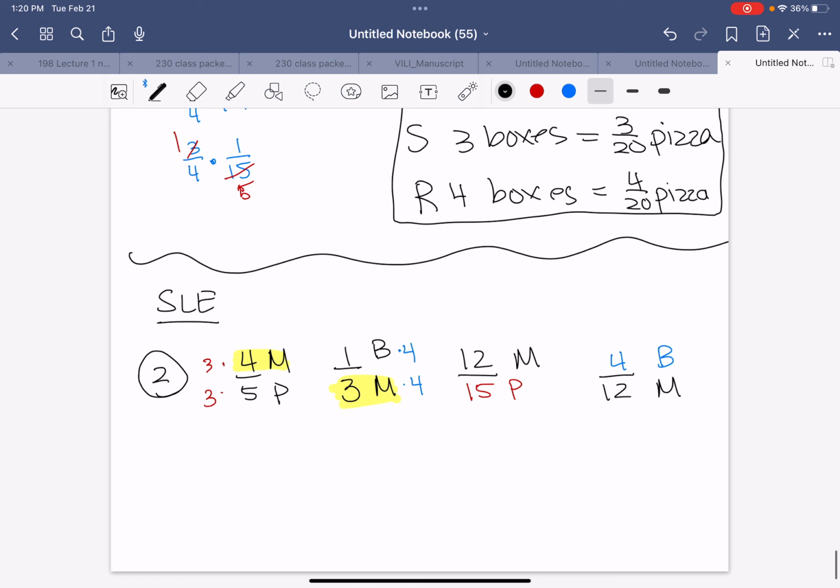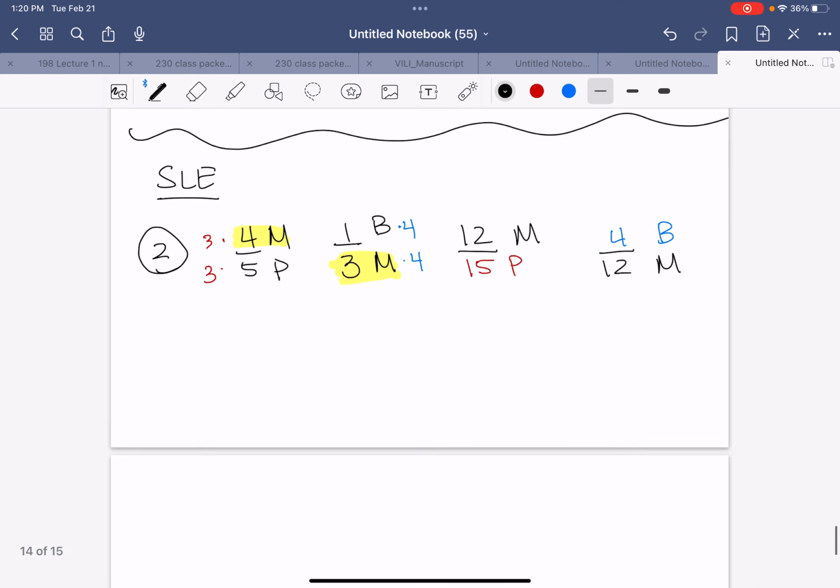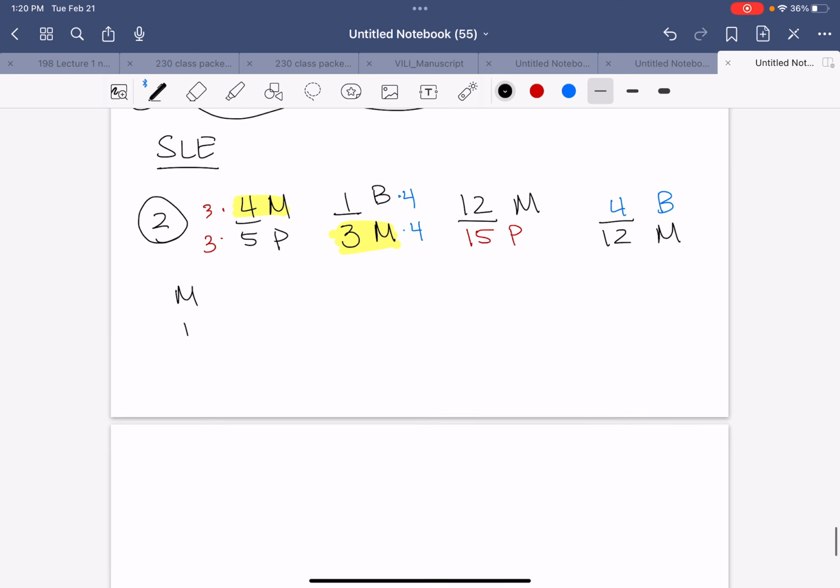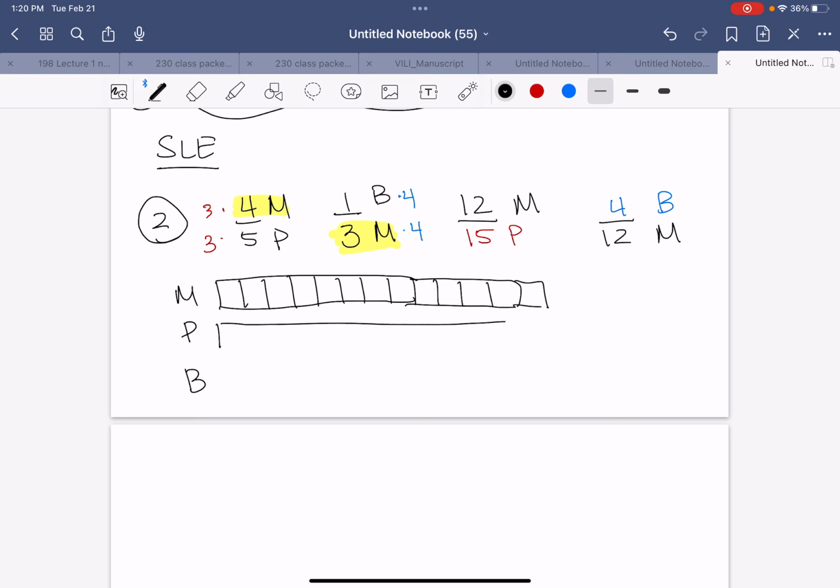And then I can set up my boxes. So Mama, Papa, and Baby. Mama gets 12. Papa gets 15. And Baby gets 4.